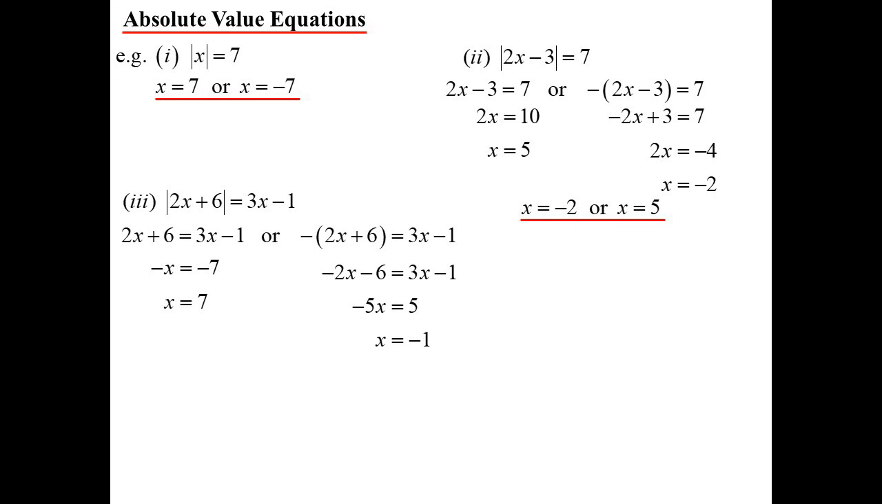Because what don't they do? They don't check their answer. x equals negative 1 is no good. If you go back to the original question, what do you get? The absolute value of something is negative 4. Well, that's impossible.